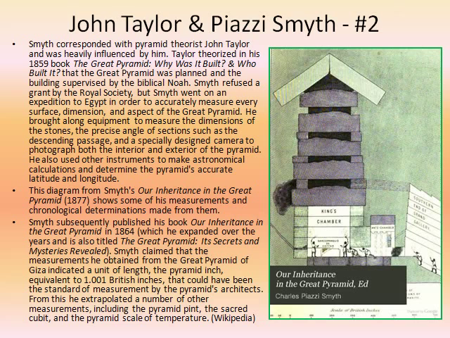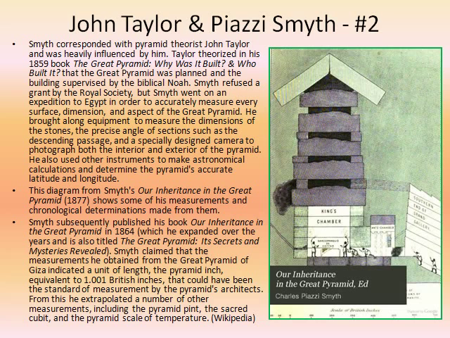Smythe went on an expedition to Egypt in order to accurately measure every surface dimension and aspect of the Great Pyramid. He brought along equipment to measure the dimensions of the stones, the precise angle of sections such as the descending passage, and a specially designed camera to photograph both the interior and exterior of the pyramid. He also used other instruments to make astronomical calculations and determine the pyramid's accurate latitude and longitude.